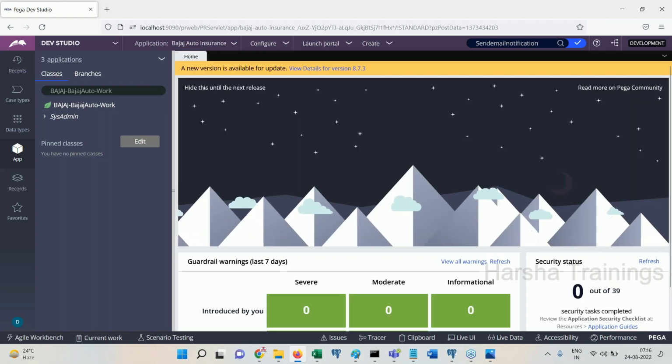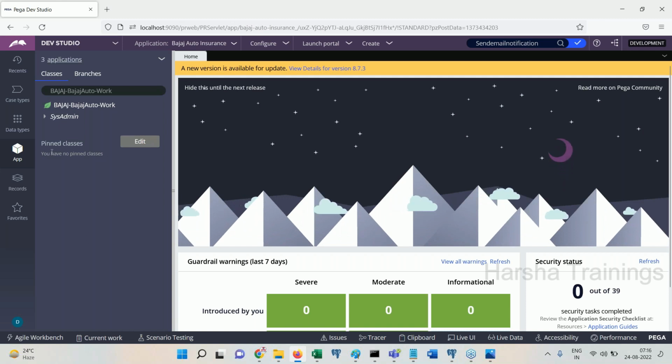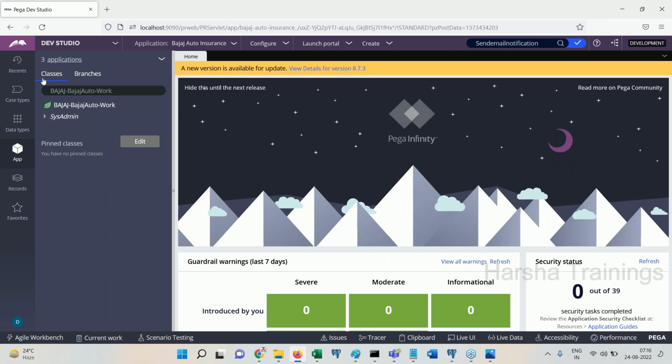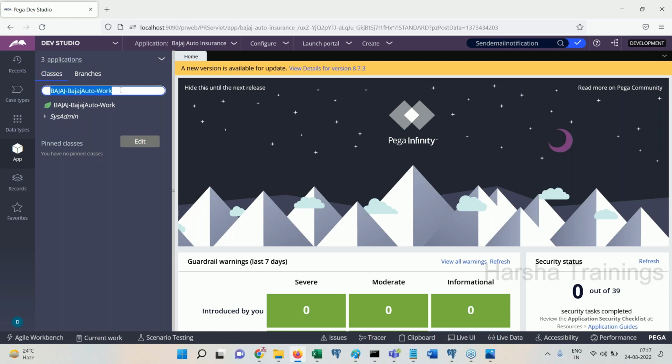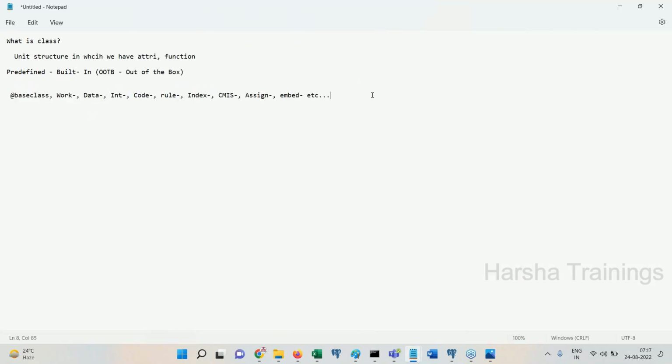Whenever you create a new application, log into it and go to App Explorer, you can see classes here. What is this? The classes that have been automatically created when you create a new application have got loaded here. We did not manually create them. We will be creating classes in future, but as of now, Pega has automatically created some classes when you create a new application.